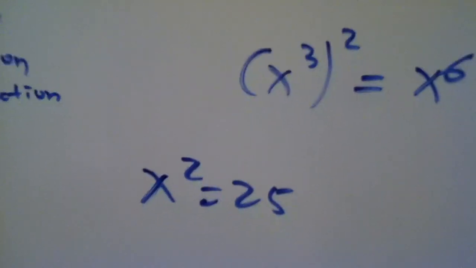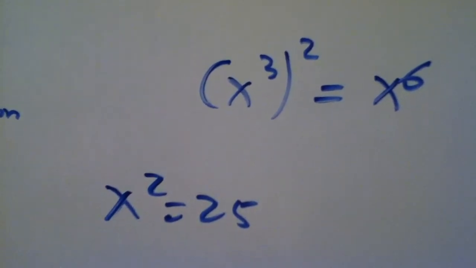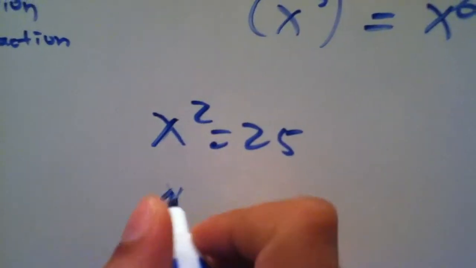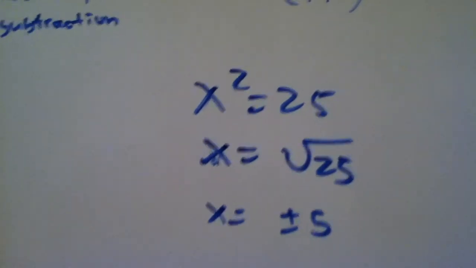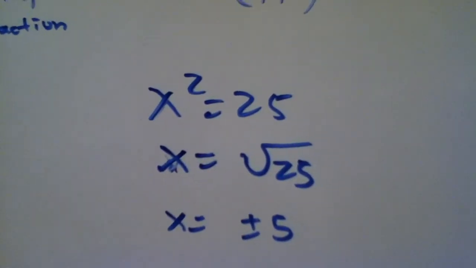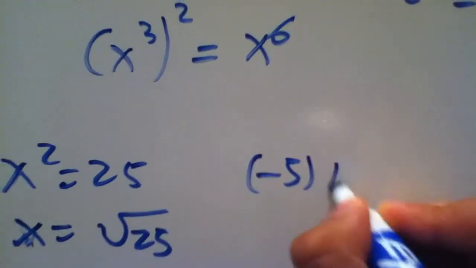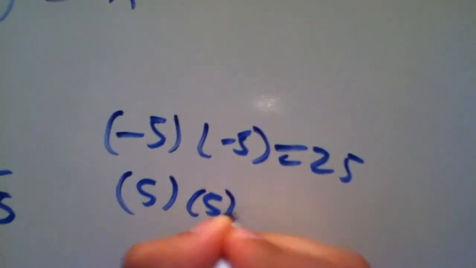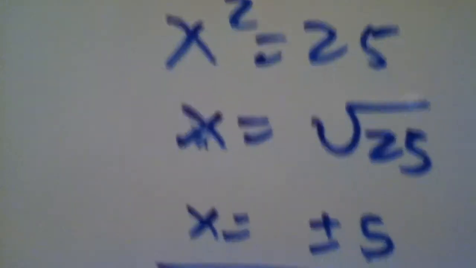To solve these, when you take the exponent to the other side, the reverse of a square is just the square root. So x is equal to the square root of 25, and the square root of 25 is plus or minus 5. So you actually get two solutions in this case, because x squared, again, is x times x, and we got minus 5 times minus 5, that's equal to 25, and 5 times 5 is also equal to 25. So they're both solutions, and they're both correct.